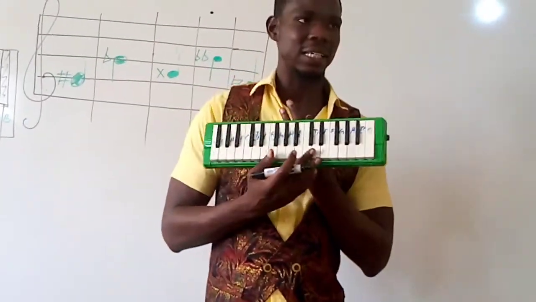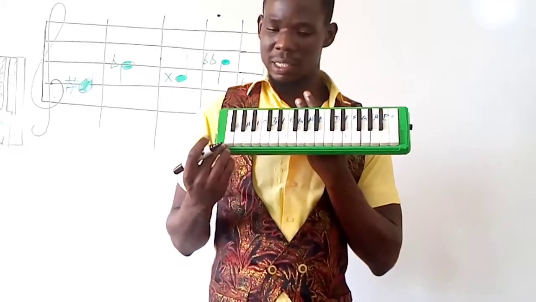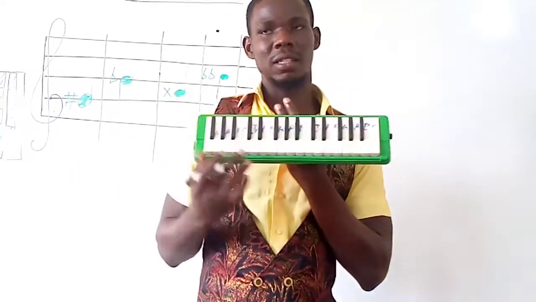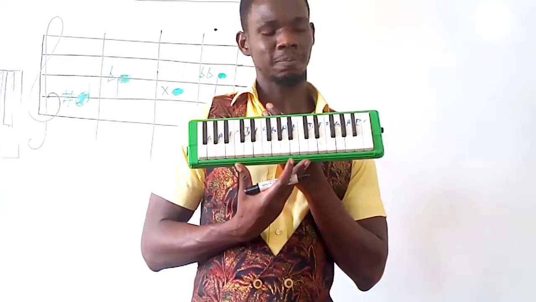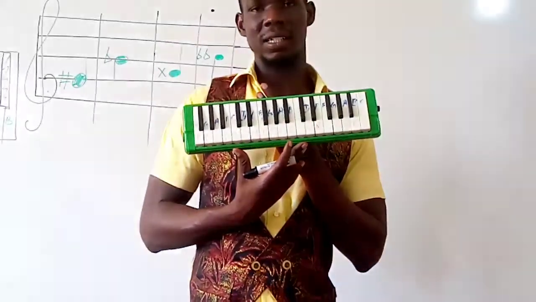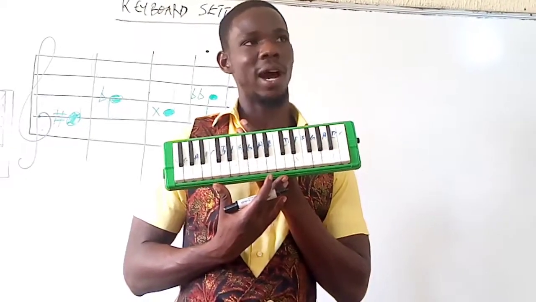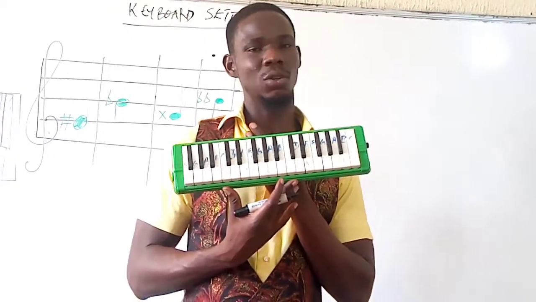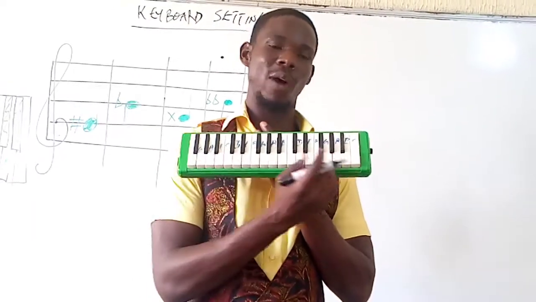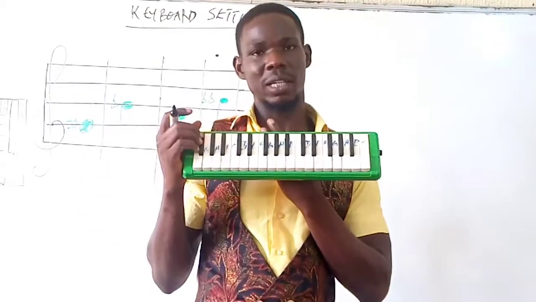What you're seeing in my hand is the melodium. As you can see, it is built up with a set of white and black keys. This is an example of the keyboard. The piano also is an example of a keyboard. Now the question is, what is a keyboard? A keyboard is an instrument that is built or arranged in a set of white and black notes. In our textbook, it says the keyboard is an arrangement of white and black notes. That is how the keyboard is defined.